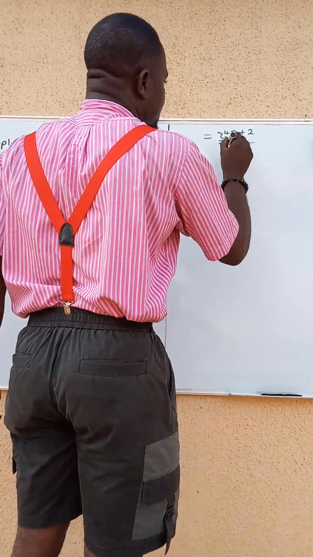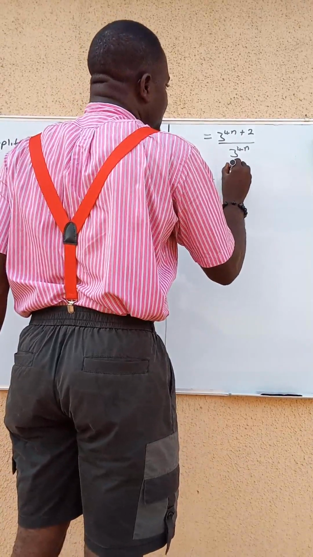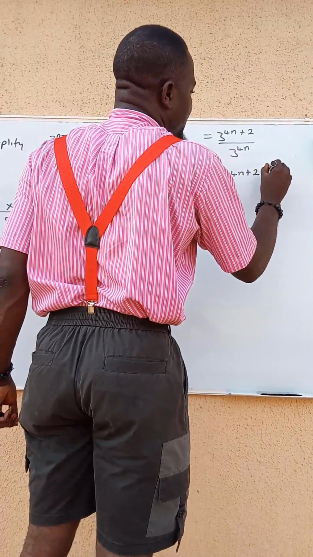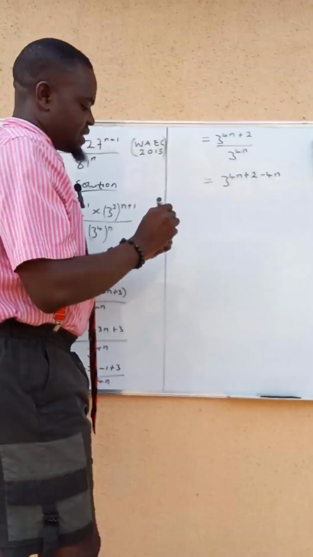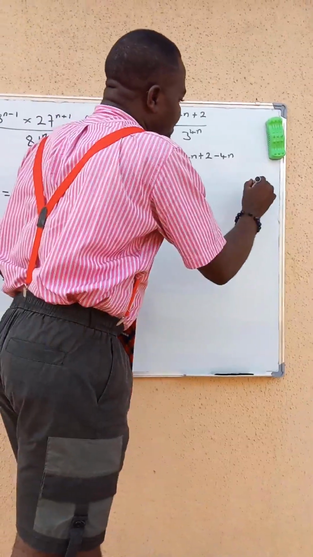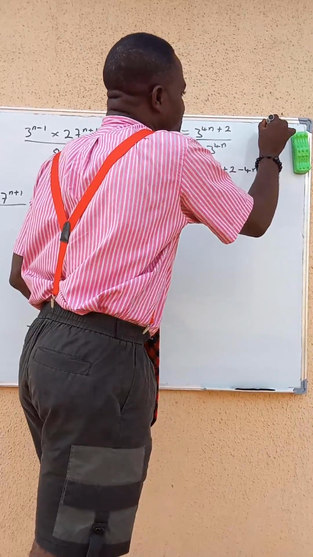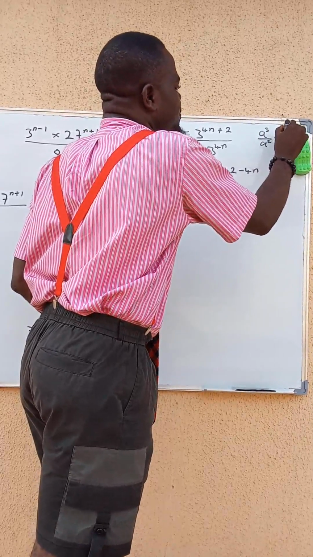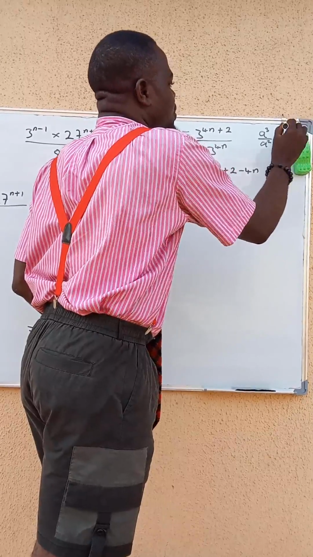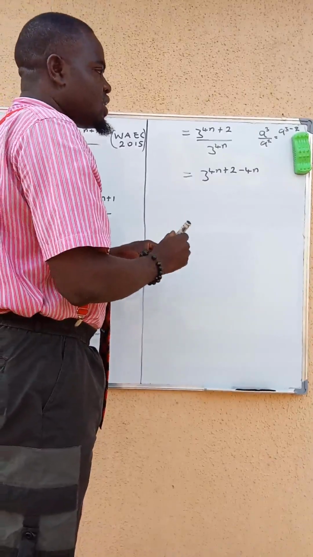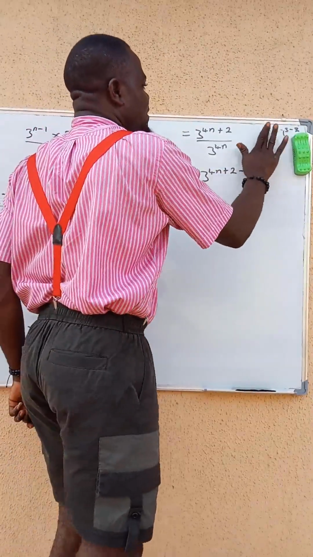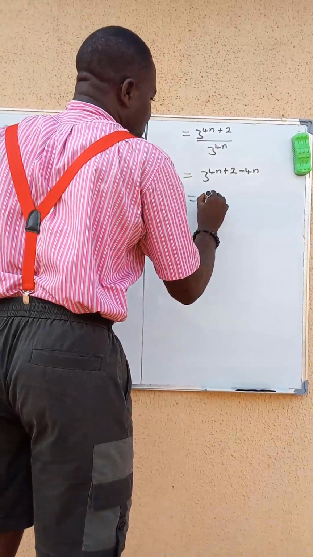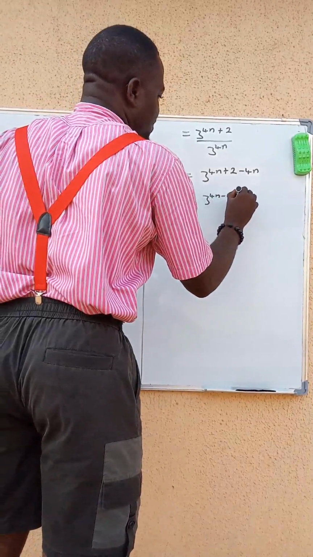So this will now be equal to what? 3 raised to the power of 4n plus 2 minus 4n. Yes, if you have a raised to the power of 3 over a raised to power of 2, it is the same thing as a raised to power of 3 minus 2. Once they are having the same base and it's division, the down one goes up and changes to minus. Good. So this will now give me what? 3 raised to power of 4n minus 4n plus 2.